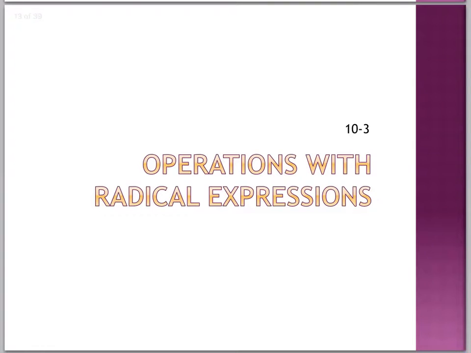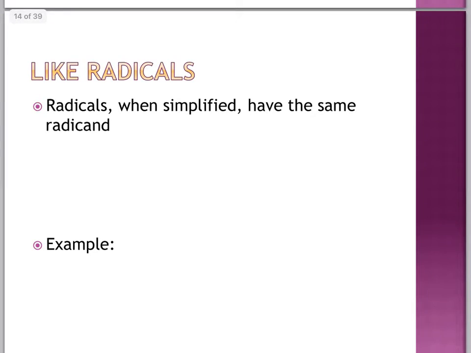Alrighty, moving along with 10-3, we're going to actually have operations with all these radical things. We're going to add a few new rules to it as well. First off, like radicals are radicals that, when simplified, have the same radicand. So I can have 2 square roots of 3 is like negative 10 square roots of 3. The idea is they have the exact same radicand.